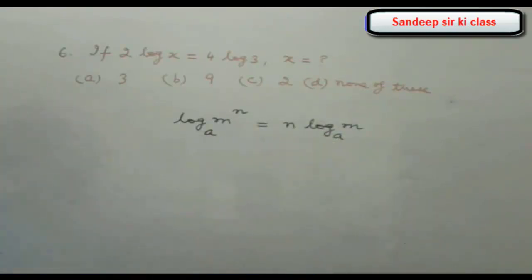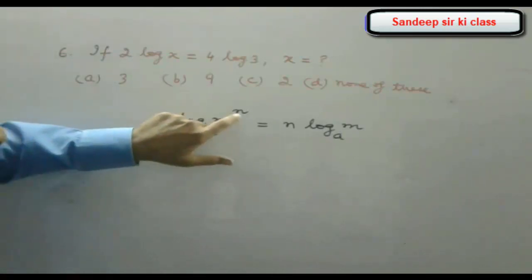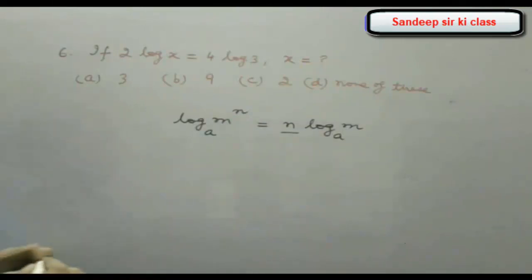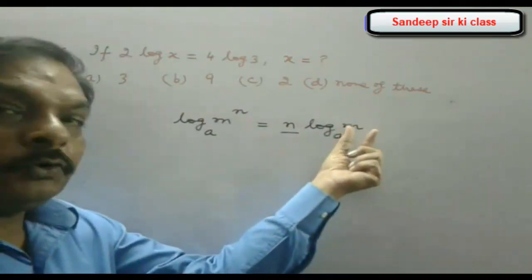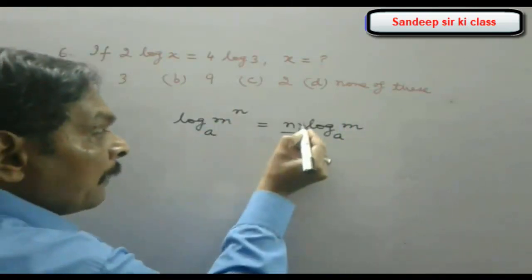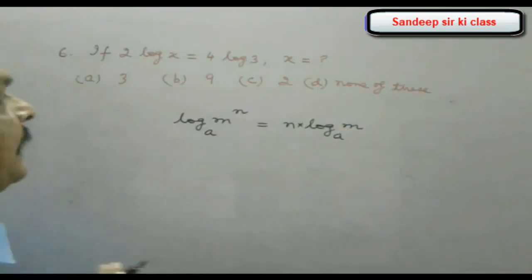Now we know that log of m raised to the power n to the base a is n log m to the base a. We know this because when the power of m is n, then it comes in the product form of log m to the base a. Power here is n, so it will be multiplied by log m to the base a.